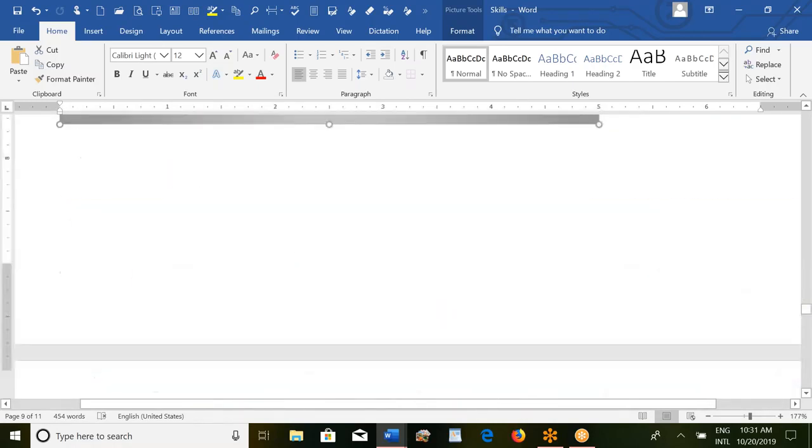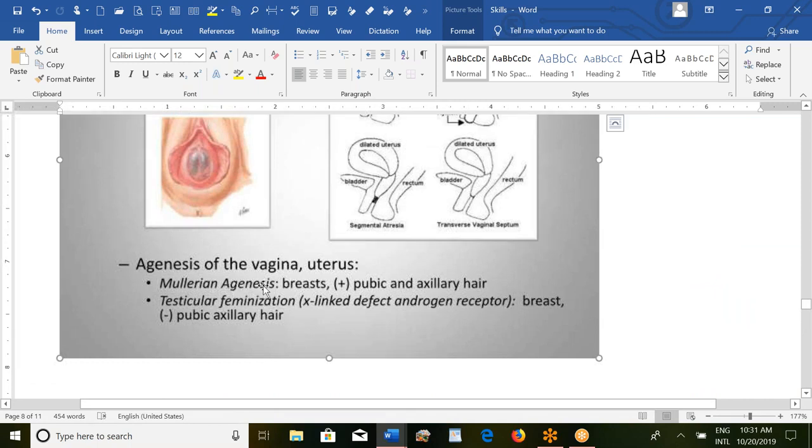Okay, so which one is more common, Mullerian agenesis or MRKH, or androgen insensitivity syndrome? I think MRKH is more common, 1 in 5,000, and androgen insensitivity 1 in 10,000. These figures are quoted in textbooks. So that's why the number of transgenders is very high. That's why now they are campaigning for their rights and their right to get some treatments.